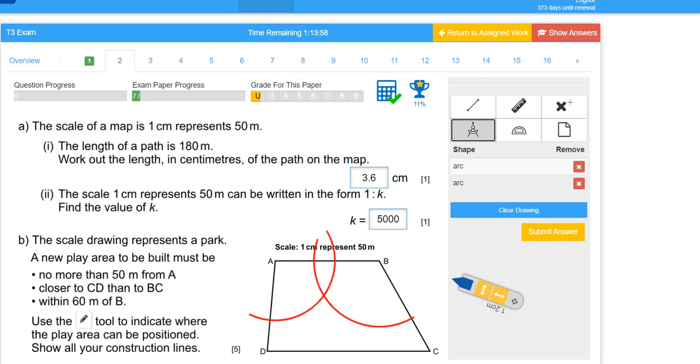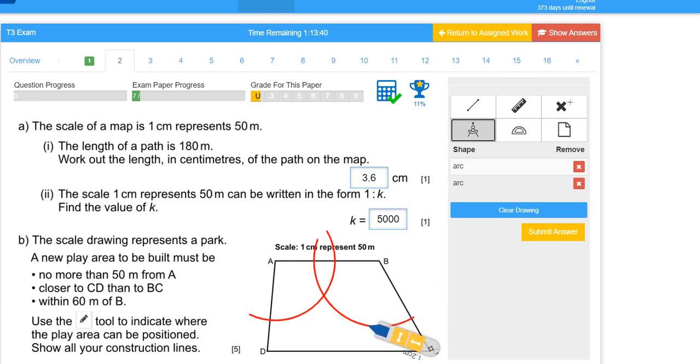And to do what's closer to one line than the other. Well, there's CD and there's BC. So my line is going to be something like this. It's going to be a line like that. And what I do is a little bit complicated, but I'm just going to show you how we do this one.